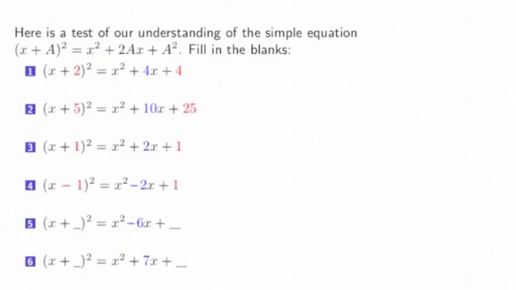The next one is x minus 1 squared will give us x squared minus 2x plus 1. In number 5, minus 6 divided by 2 is minus 3, so we must have x minus 3 all squared. That forces a 9 in red on the far right.